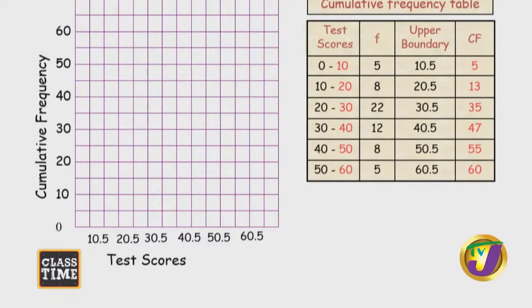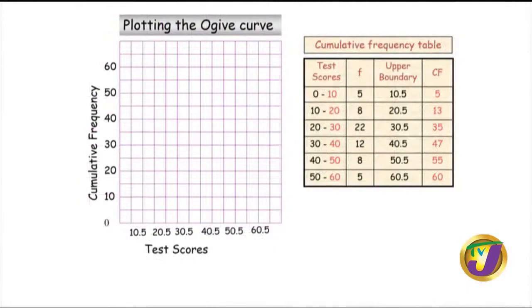Now, she is going to plot these points. This is where it is crucial. What do I plot on my graph? Well, if we're looking at our upper boundaries, which is our test scores, and our cumulative frequency on our y-axis, I'm going to look at my table, and my first point is 10.5, and it's mapped onto 5. That means I'm going to look for my 10.5 on my x-axis, and I'm going to try and find where 5 would be located on my y-axis.